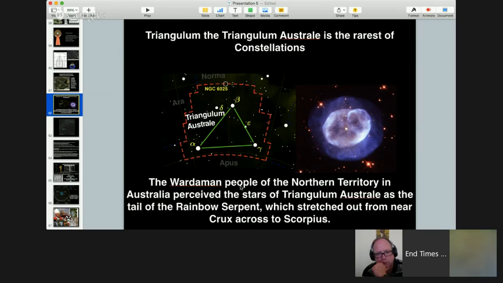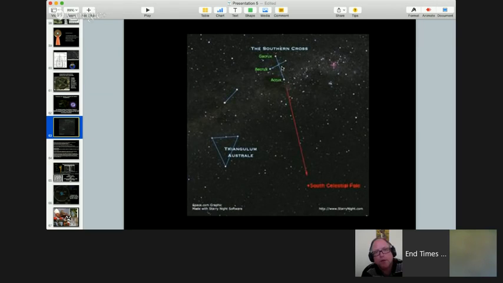And the Wardaman people of the Northern Territory in Australia perceive the stars of the Triangulum Australe as the tail of the rainbow serpent. And we know the rainbow serpent represents Quetzalcoatl, which stretched out from near Crux, which is the cross, to Scorpius. And here's the cross at the South Pole, and this is the Triangulum.